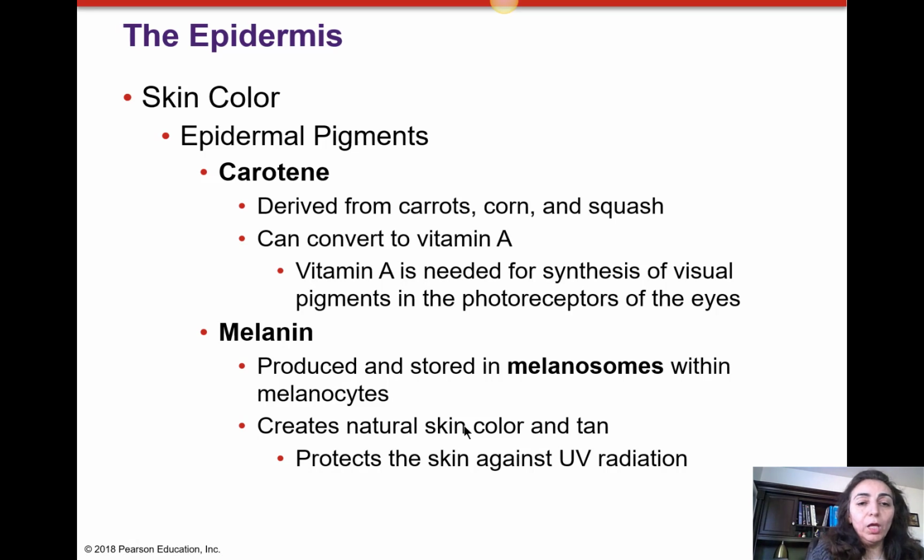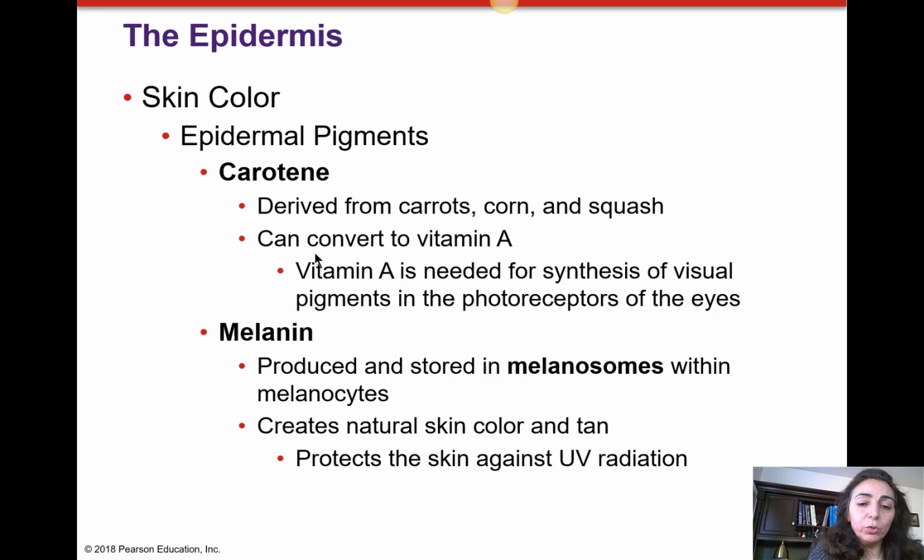So regarding those pigmentation, keratin and melatonin, keratin derived from carrots, corn, and squash, and converted to vitamin A. So the body needs that. Vitamin A is needed for synthesis of visual pigments in the photoreceptors of the eyes. And melanin, but too much of that actually may cause your skin color to change.